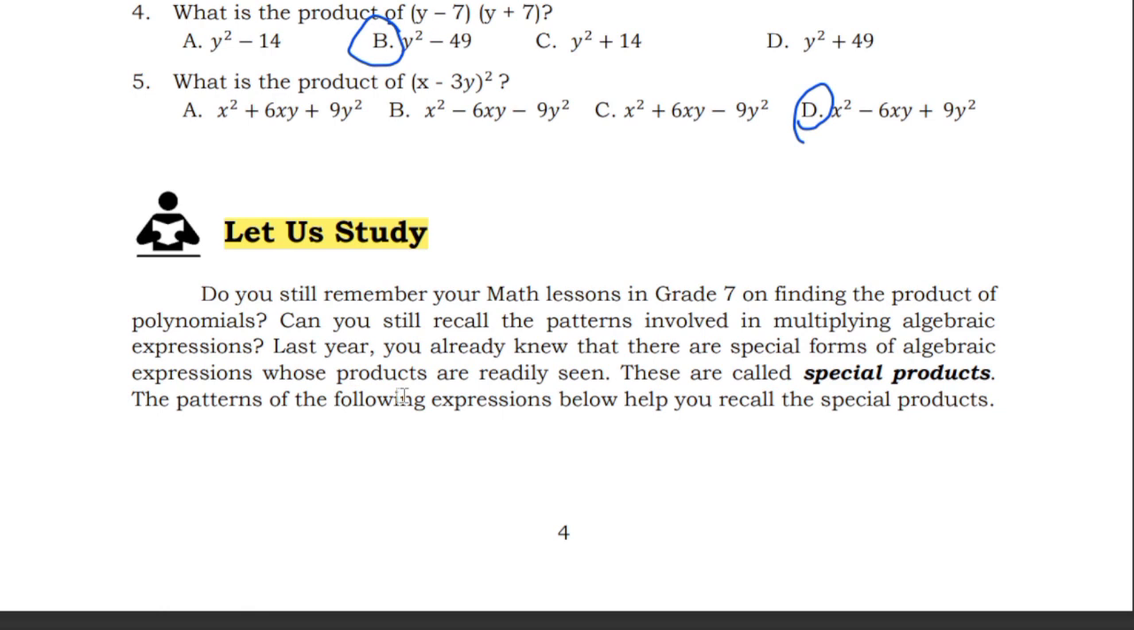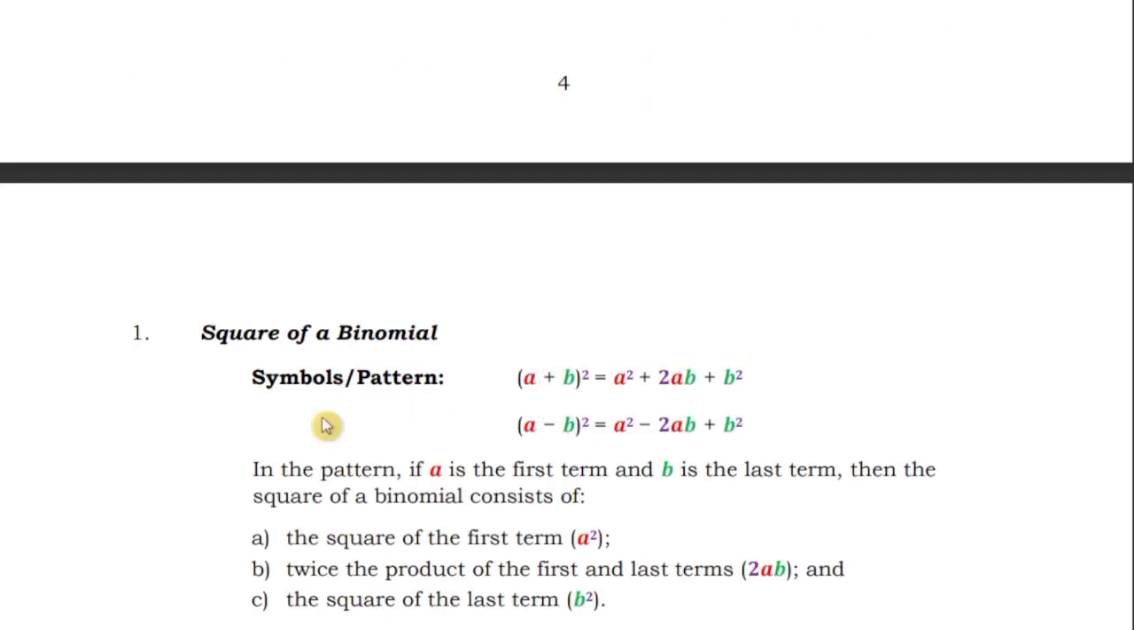In your grade 7 lesson, you learned about finding the product of polynomials. Let us recall first the special products that we have. We have the square of a binomial with the pattern: the quantity a plus b, squared, is equal to a squared plus 2ab plus b squared. Then we have the quantity a minus b, squared, which is a squared minus 2ab plus b squared.